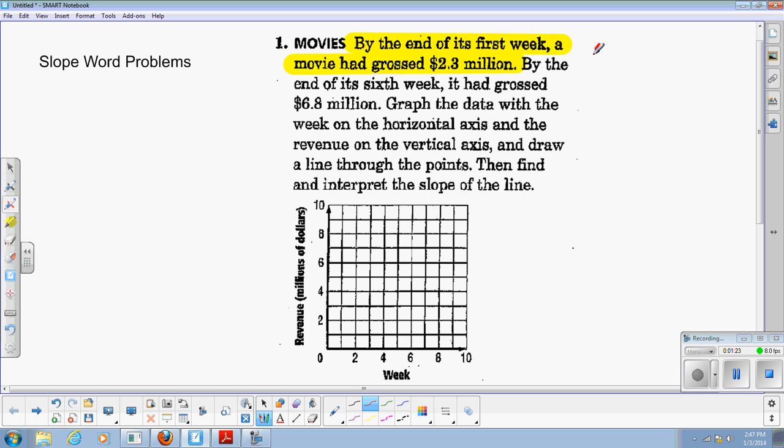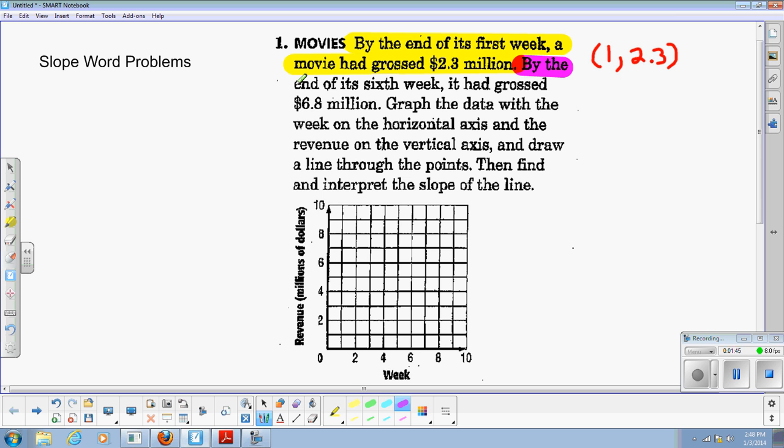So then I would write the coordinate 1 for first week, comma, 2.3. Now we look at another sentence to find the next coordinate, because to find slope you have to have two coordinates. The next sentence actually has it.